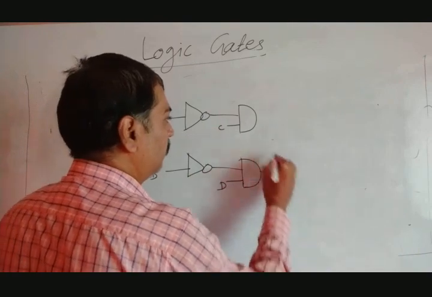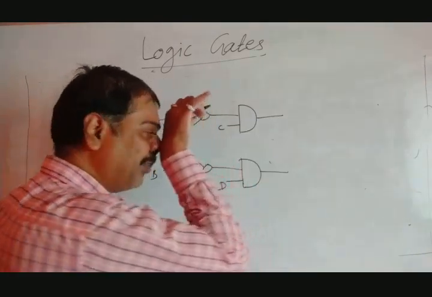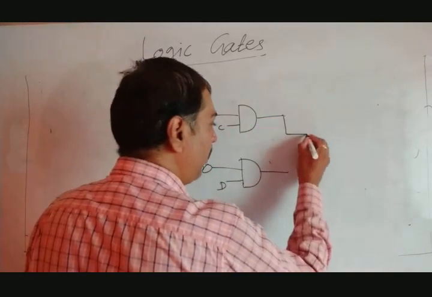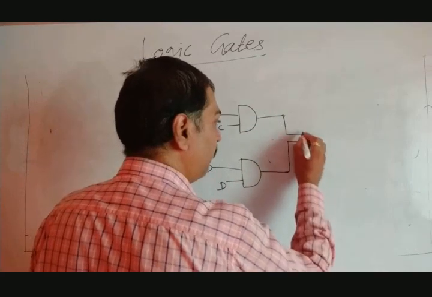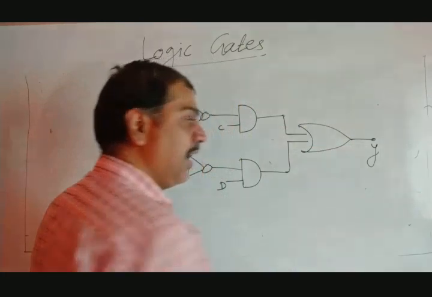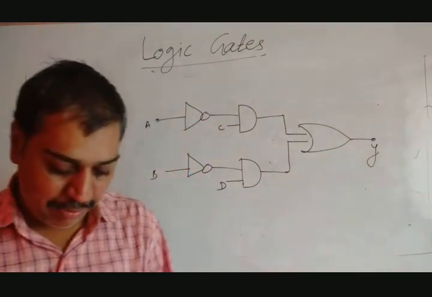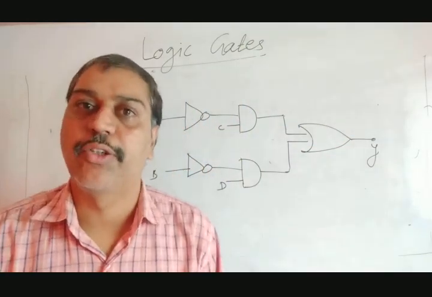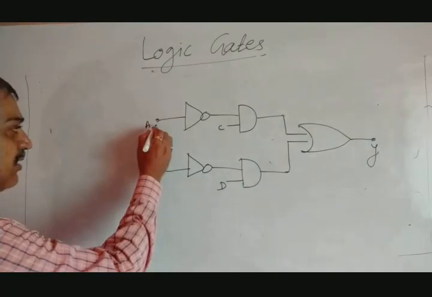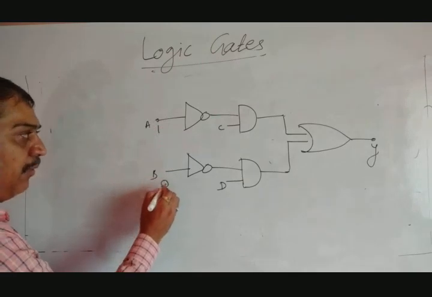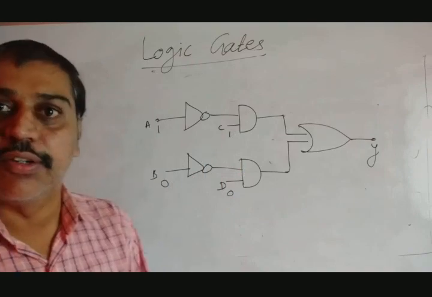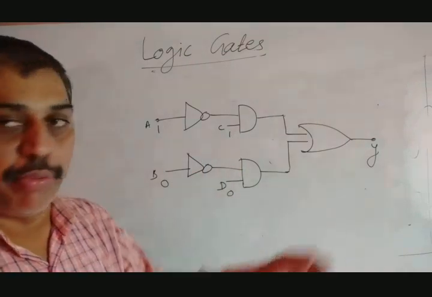Suppose I have given this again here. Find out Y. Such a type of circuit they will give, and they will ask what the output should be for a certain input combination. Suppose the input A is 1, B is 0, C is 1, D is 0: 1 0 1 0. What would be the output? You have to find it out.